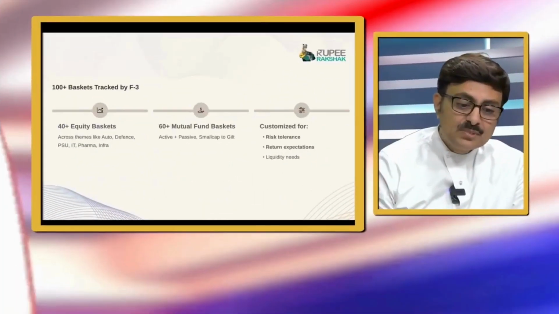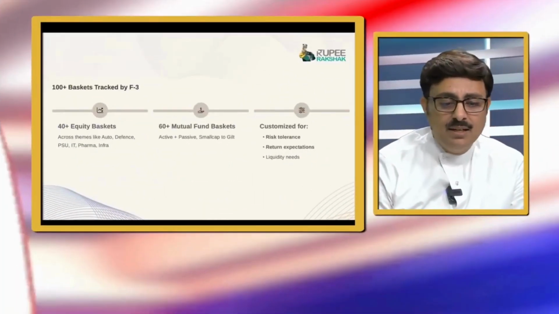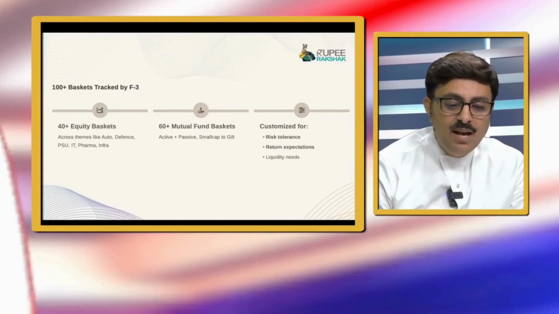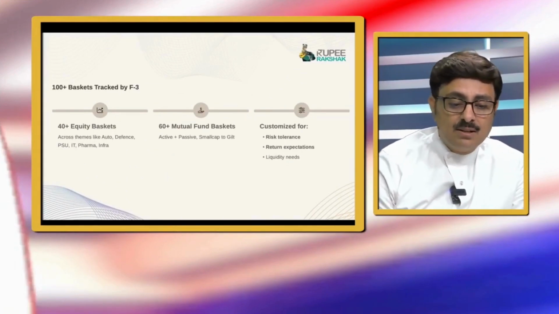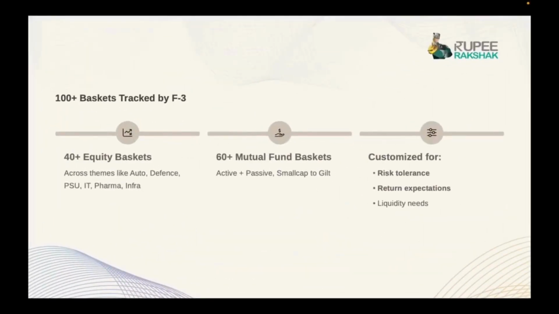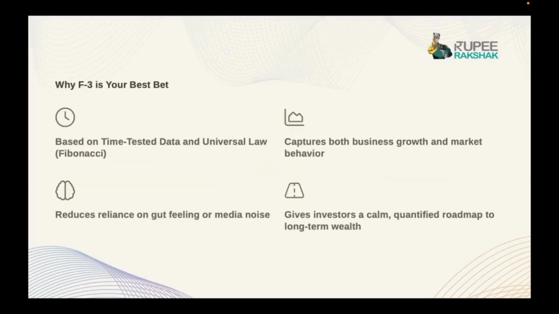And again sharing the screen, you can see 100 plus baskets are tracked by the F3 framework, and 40 plus equity baskets across themes like auto, defense, PSU, IT, infra. All these baskets are there. We already have them on rupeerakshak.com if you go to the explore page. And then there are 60 plus mutual fund baskets, active, passive, small cap to even government bonds, gilt, customized for risk tolerance, return expectation and liquidity needs.